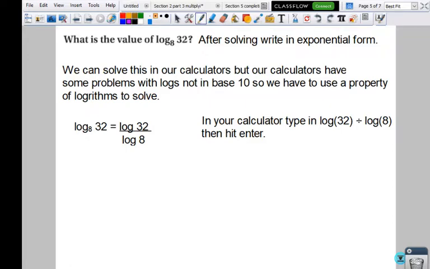Alright, so that's what we're going to learn, how to do the logs with different bases. To start with, if you're just doing a regular log, you just plug it in the calculator.